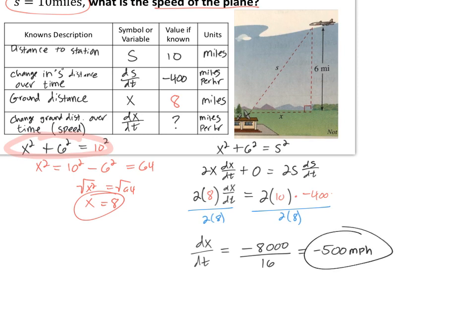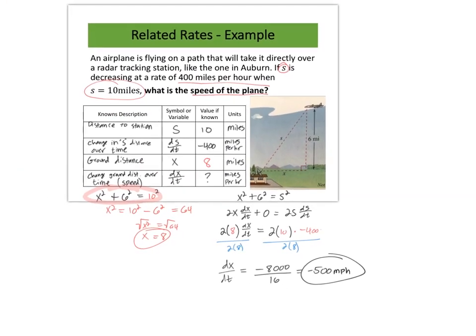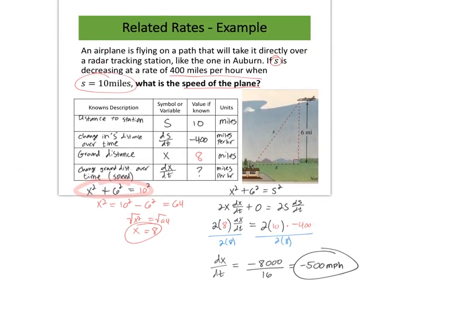So my answer to this problem: what is the speed of the plane at that point in time? It's getting closer. That's the negative part. It's getting closer to the station at a rate of 500 miles per hour. This was a pretty typical related rates problem. I know that they take a very long time to solve. Thank you for sticking with it.